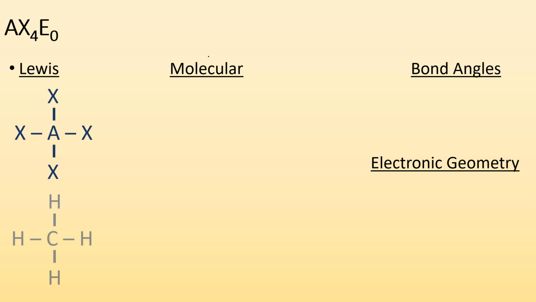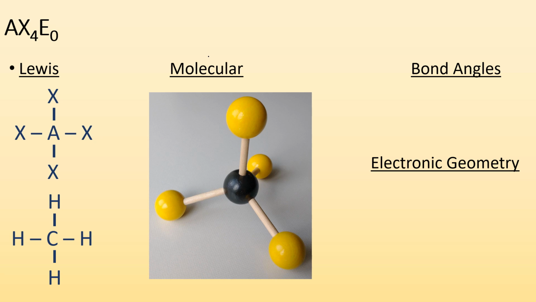AX4E0, an example, could be like methane. It's got carbon as a central atom, 4 hydrogens bonded to it. Molecule looks like this. So you can see the molecular shape is different than what the Lewis structure looks like. So the bond angles here, it might not be so intuitive. You know, you might go, well, I can't tell what it is right there. It's 109.5 degrees. All right.